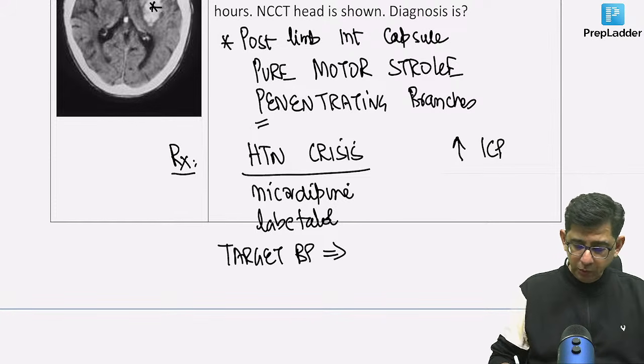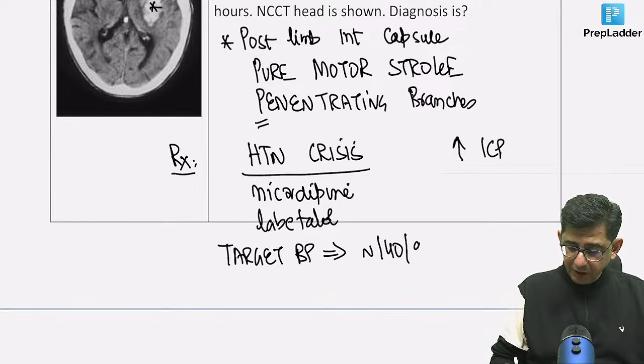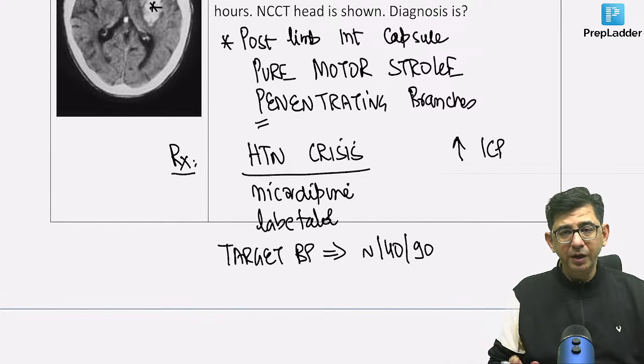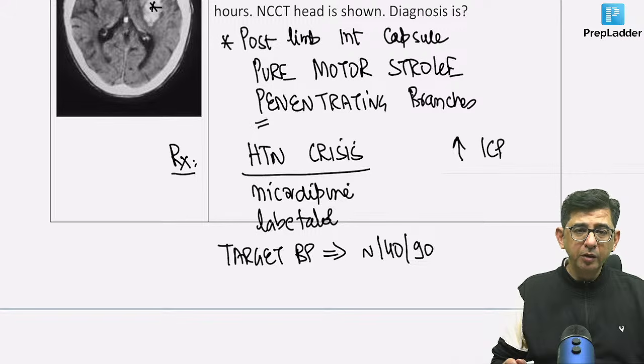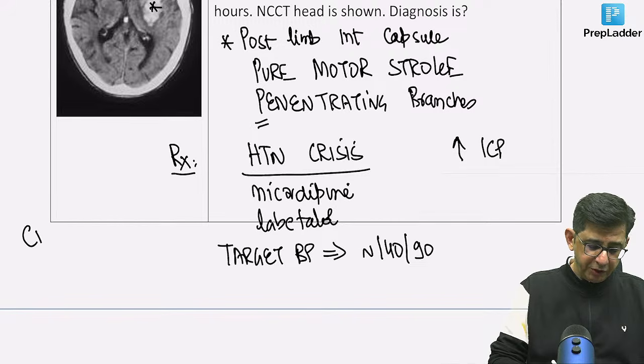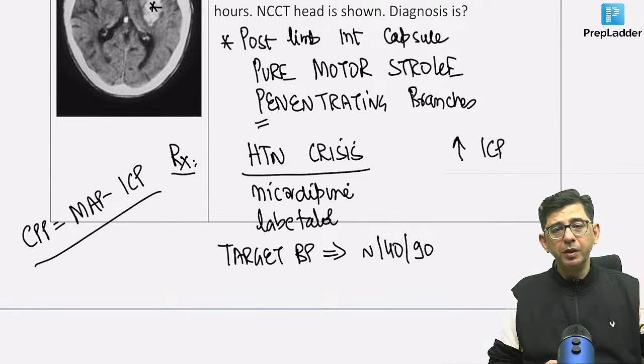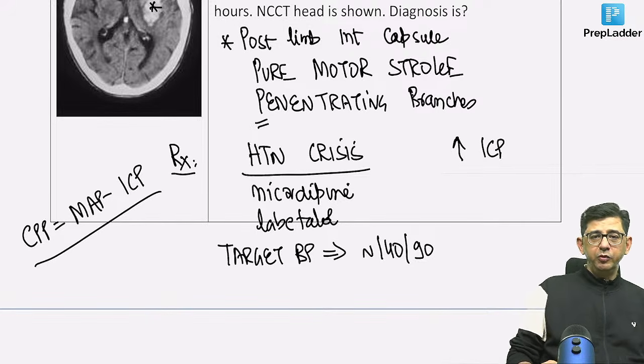Yeah, target BP should be in the range of 140/90. उससे कम नहीं करना है बच्चे. Somebody commented lesser than that, because that will decrease the brain perfusion. Cerebral perfusion pressure is the difference of mean arterial pressure minus intracranial pressure. So अगर मैं इसका MAP कम कर दूंगा तो उससे cerebral perfusion pressure भी कम हो जाएगा.